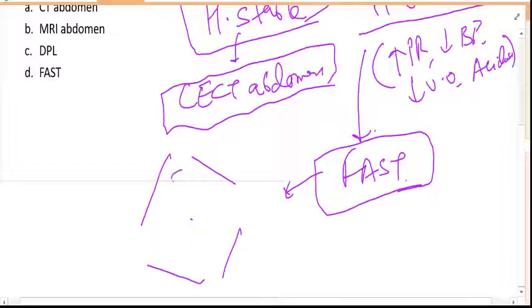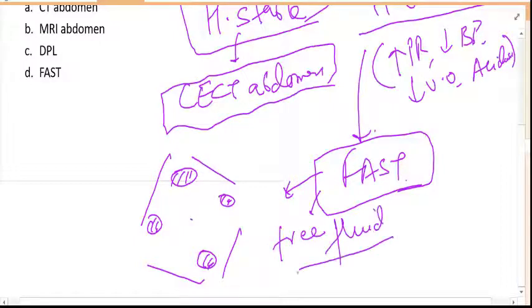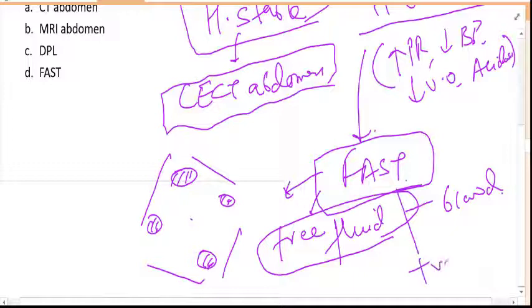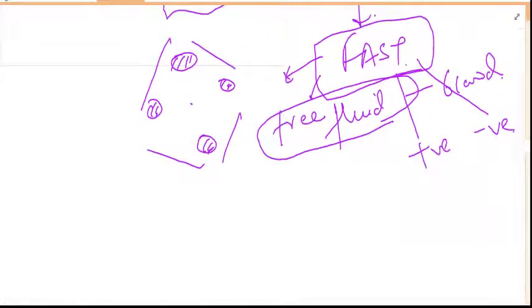There are ultrasound machines in the casualties. You will put the ultrasound probe at these 4 places and you will see the presence of free fluid. So FAST basically tells free fluid in the peritoneal cavity. In case of trauma, free fluid means blood. So if free fluid is there, we will say FAST positive. If it is not there, we will say FAST negative. So the FAST report comes only as positive or negative. They will not see in detail whether there is liver injury, spleen injury or renal injury. They will just tell you whether there is free fluid in the abdominal cavity or not.